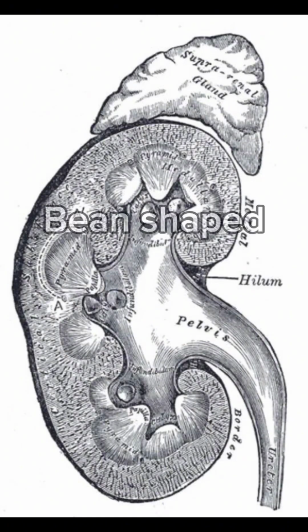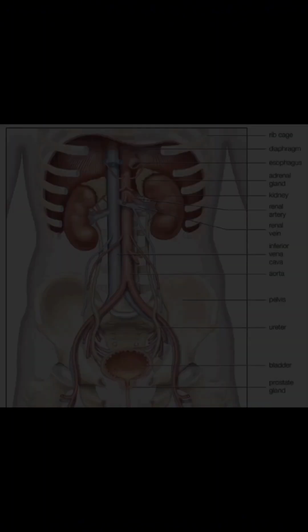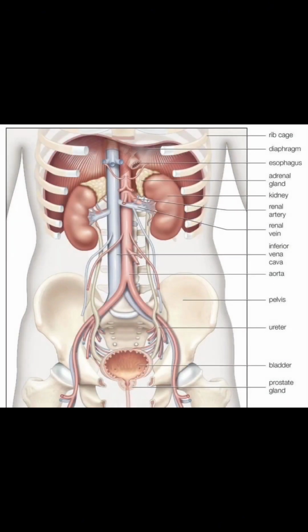Kidneys are bean-shaped retroperitoneal structures located at T12 to L3, protected by the 11th and the 12th ribs. The right kidney is situated just below the liver, while the left kidney is situated below the diaphragm. The right kidney is pushed down by the liver, and that's why it's slightly lower than the left kidney.